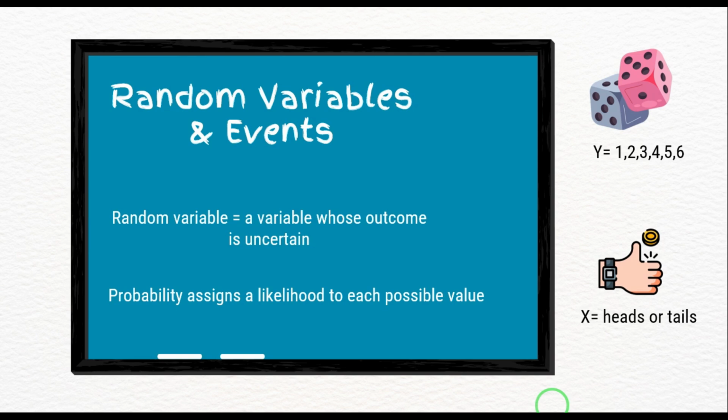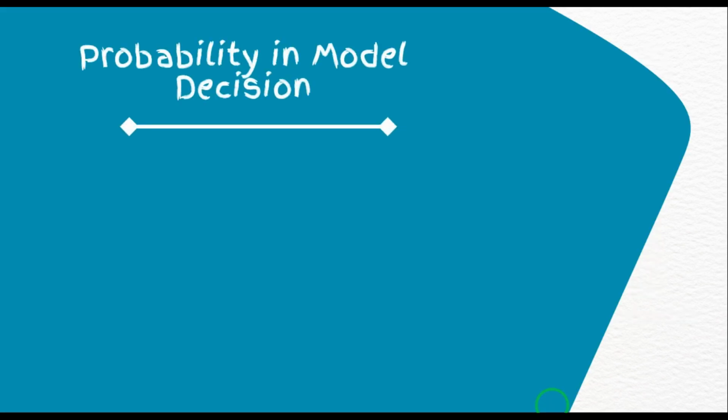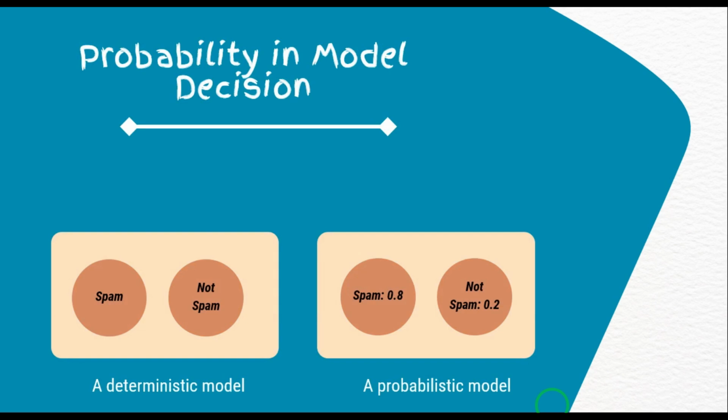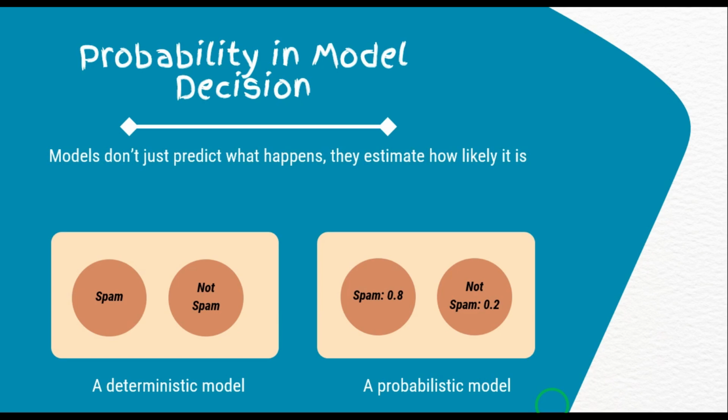Now let's connect this to how models learn from data. Imagine you train a spam classifier. Instead of just saying spam, it might say spam equals 0.8, not spam equals 0.2. That's probability at work. It tells you how confident the model is. So this is why probabilistic thinking matters. You're not just guessing, you're reasoning with uncertainty.